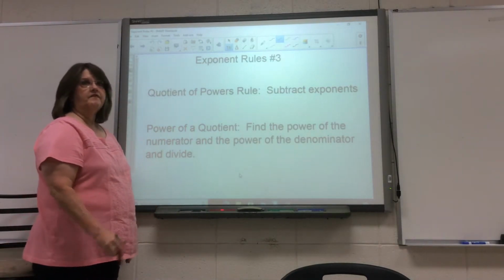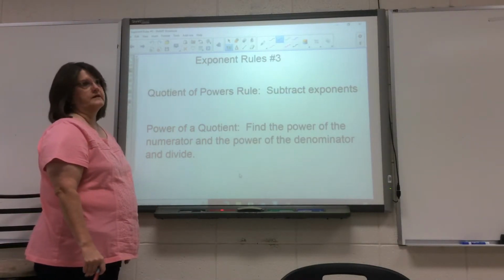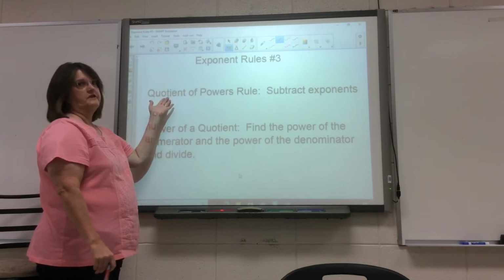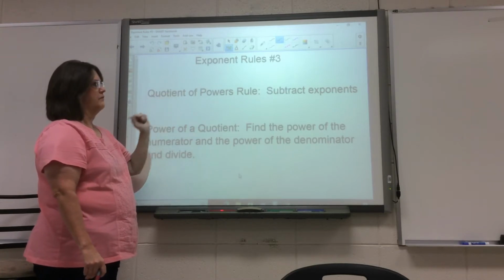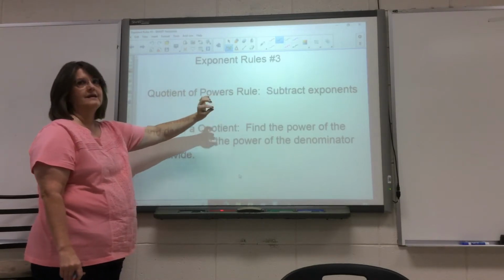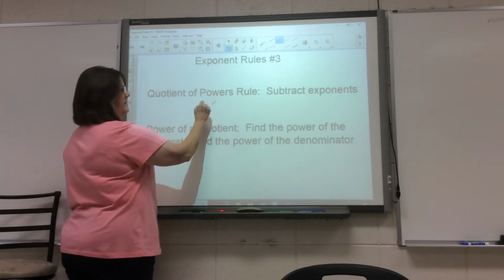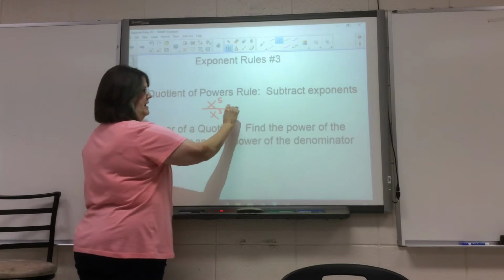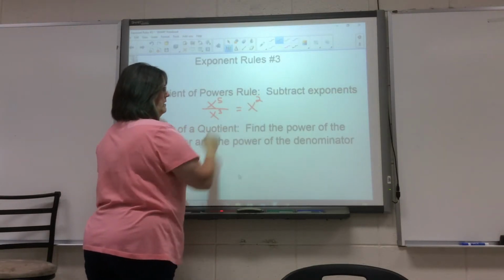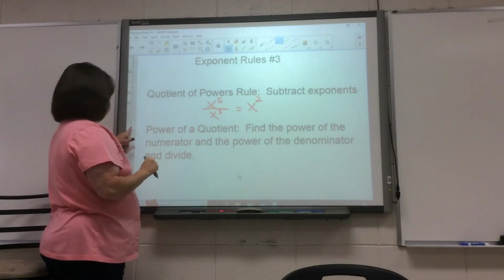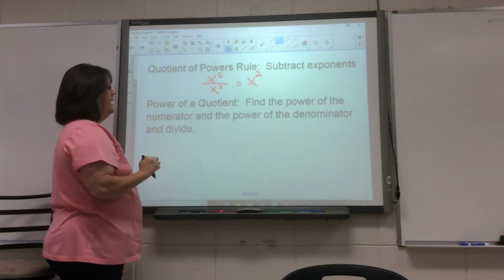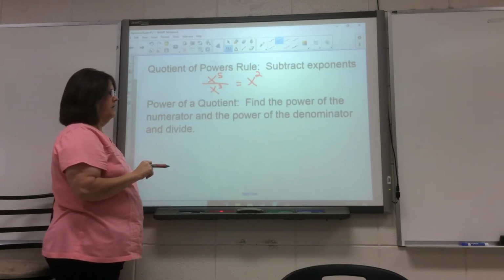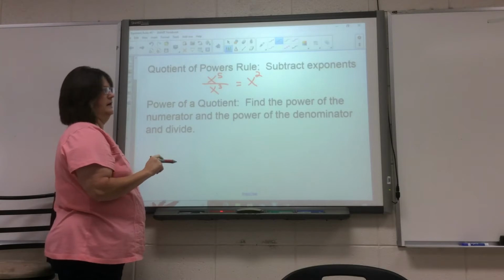This is my third video over your exponent rules, and these are division ones. Quotient of powers rule: you subtract exponents. If I've got x to the fifth over x to the third, that's 5 minus 3, that gives me x squared. The power of a quotient: find the power of the numerator and the power of the denominator and divide.